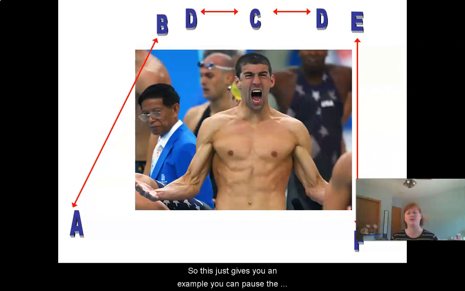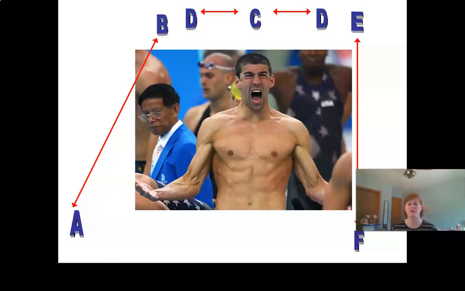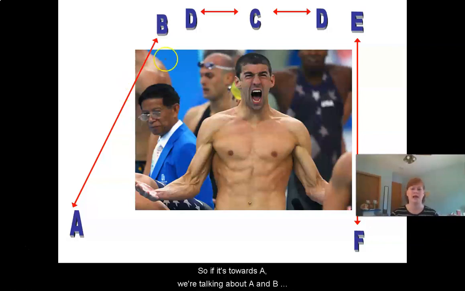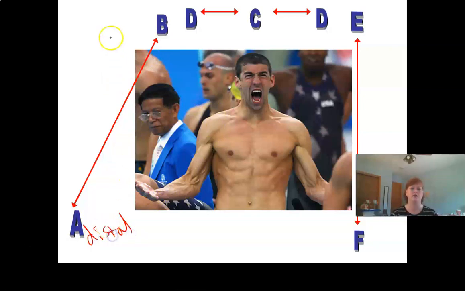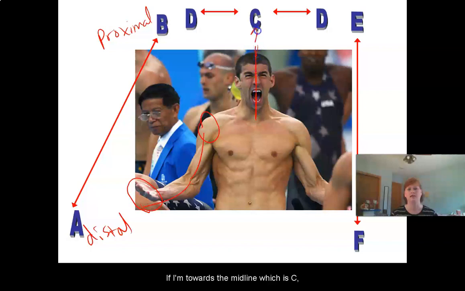So this just gives you an example. You can pause the video and see if you can name all these directional terms and then come back in and we'll rename them. So if it's towards A, we're talking about A and B are this appendage, the arm. So towards A would be distal. Towards B would be proximal. So that's towards the shoulder, right here. Distal is towards the hand. If I'm towards the midline, which is C, then we say that is medial. And if it's towards the sides, towards D, then it is lateral.